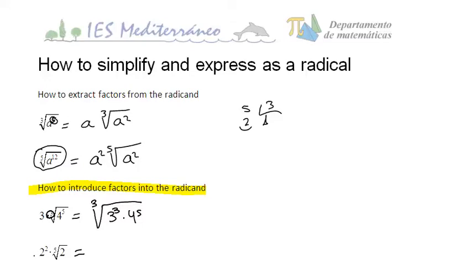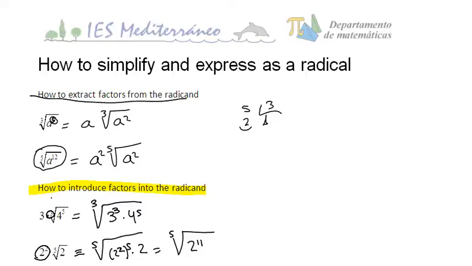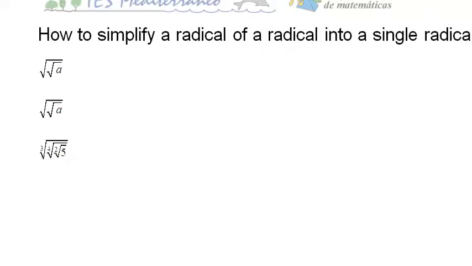What happens when we've got a number with an exponent? In this case, if we want to introduce 2 squared to the 5th power into the root, we've got into the 5th root, you know that this is 2 raised to 11. Okay, so now that you know how to extract and introduce factors into a radical, now let's move to how to simplify several radicals into a single radical.